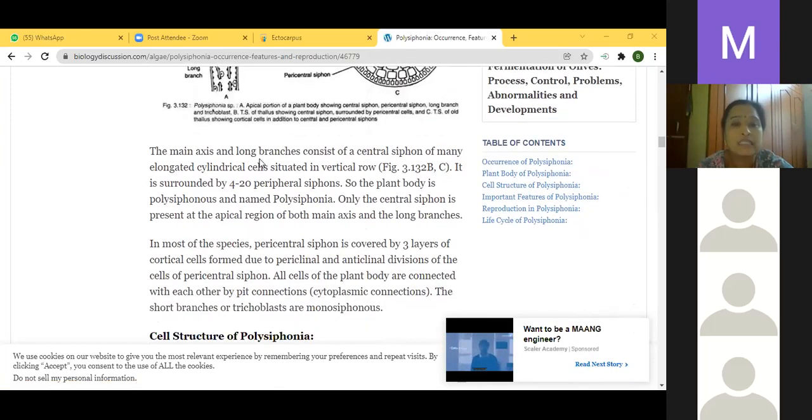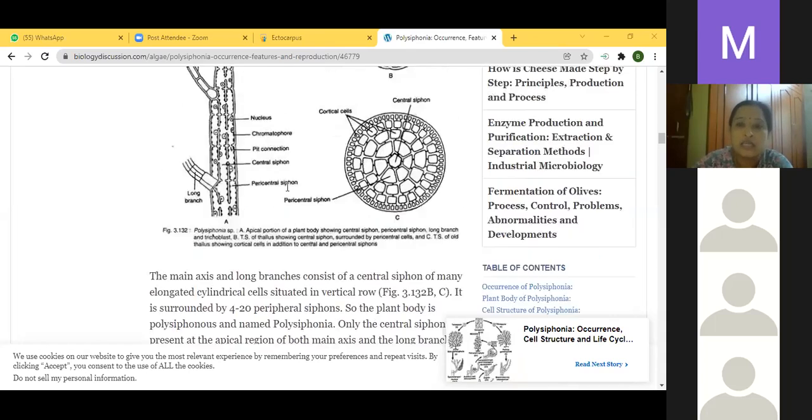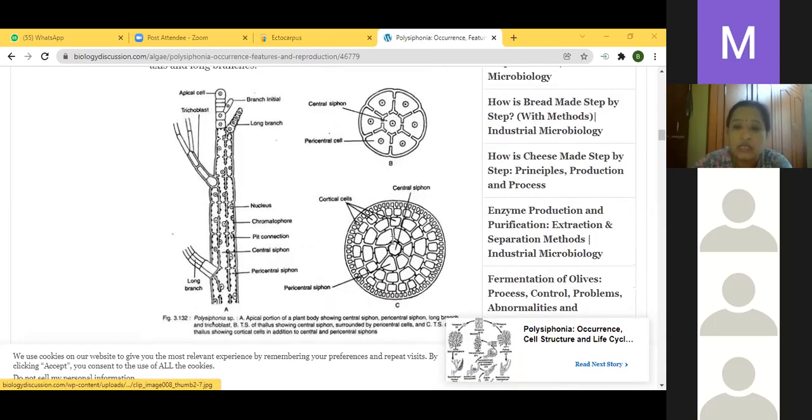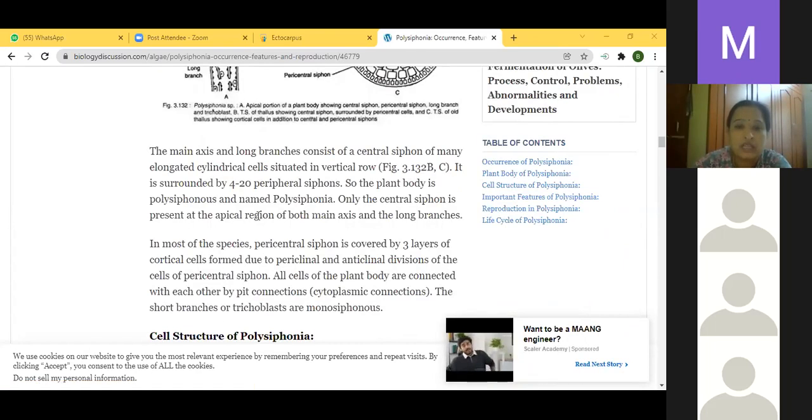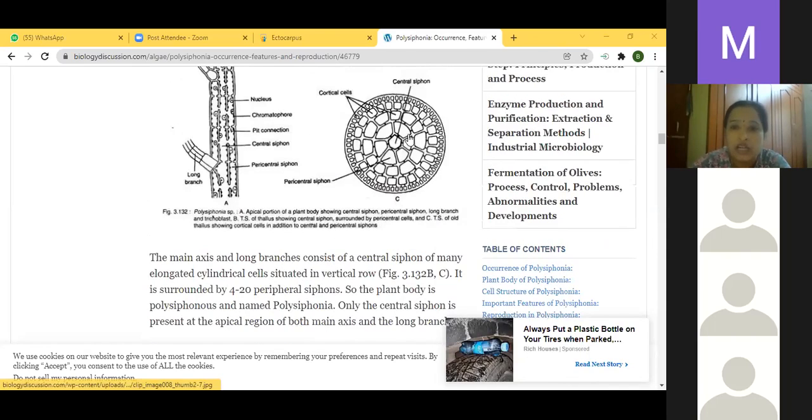The main axis long branches consist of a central siphonous. Many elongated cylindrical cells are situated in vertical rows. How many surrounding cells are there? See, this one is a central siphonous. After the central siphonous, the second layer forms the pericentral siphonous. These pericentral siphonous, 4 to 20 pericentral. The middle one is a central siphonous, and surrounding the central siphonous, another 4 to 20 pericentral siphonous cells are found.